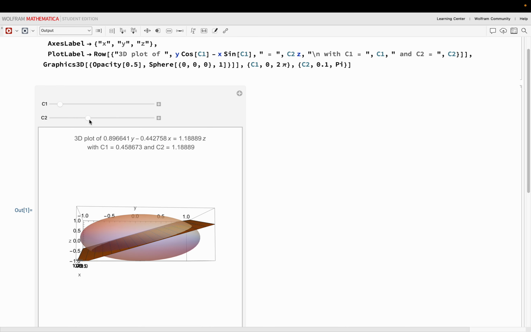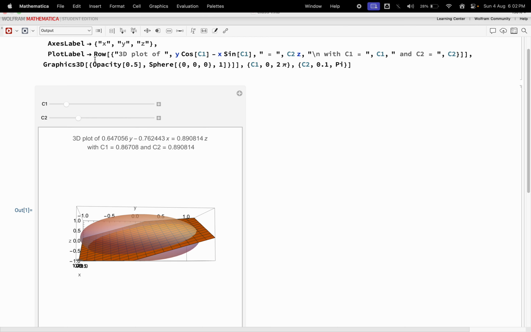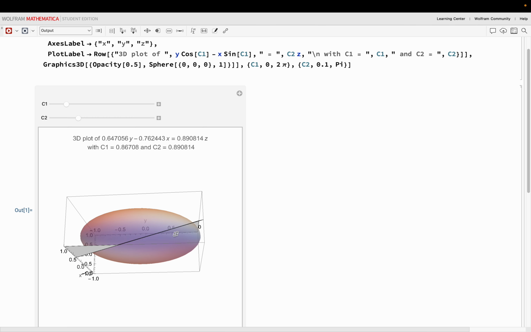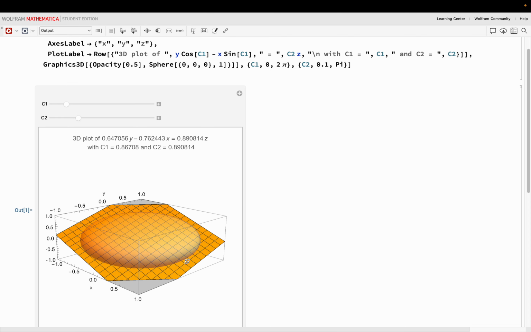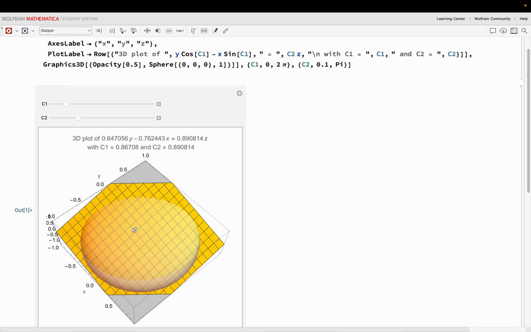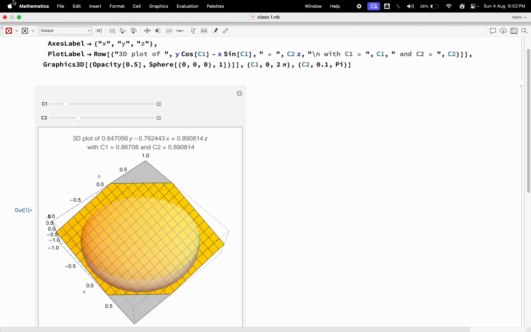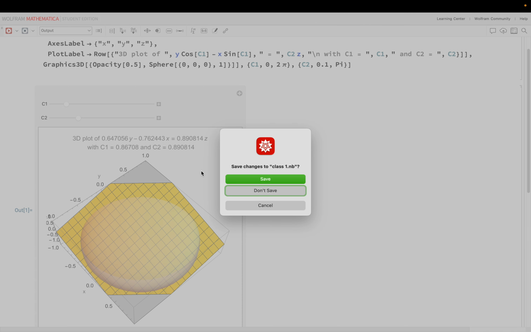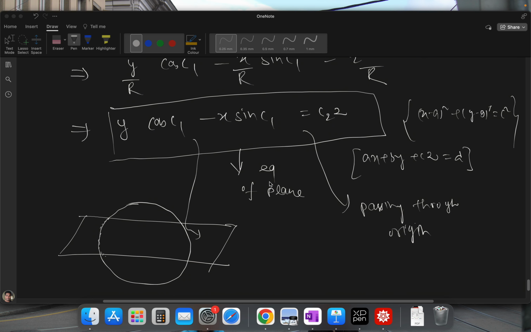Here you can see that it is a great circle, it is a family of planes. When you change the value of c1 and c2, it will become a family of planes. All these planes are passing through the center of the sphere, and it is forming a circle. So this is one geodesic problem.